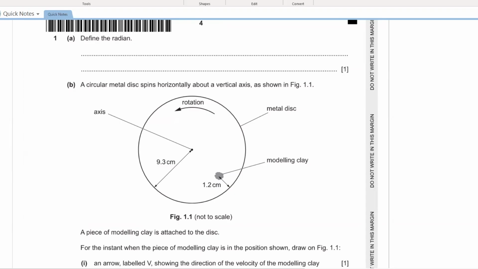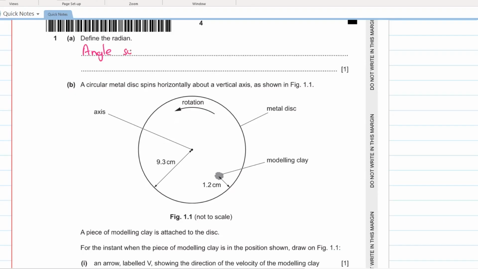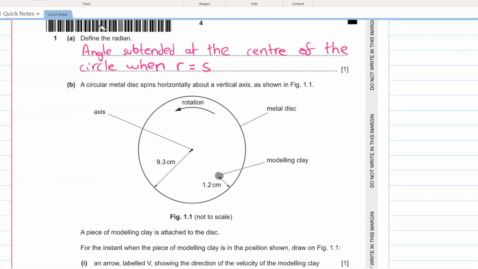What is radian? When the angle subtended at the center of the circle, when the radius is equal to the arc length, that is s. ठीक है, when radius is equal to your arc length, मैं पूरा ही लिख देता हूँ यार. When radius equals your arc length, simple.